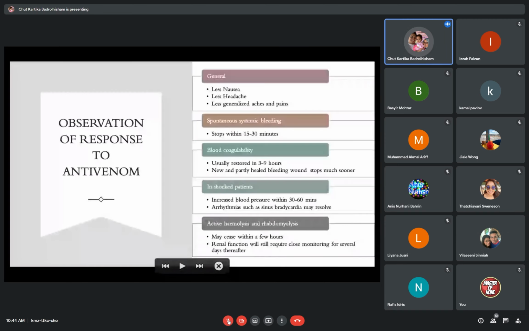Next, the observation of response to antivenom. Generally, the patient may have less nausea, headache, generalized aches and pains, and spontaneous systemic bleeding. Once we have given the antivenom, the bleeding may stop within 15 to 30 minutes. Blood coagulability is also restored in 3 to 9 minutes. In shock patients, blood pressure increases within 30 to 60 minutes. Active hemolysis and rhabdomyolysis may also cease within a few hours. So you can see how significant the antivenom is in cases of snake bite envenomation.